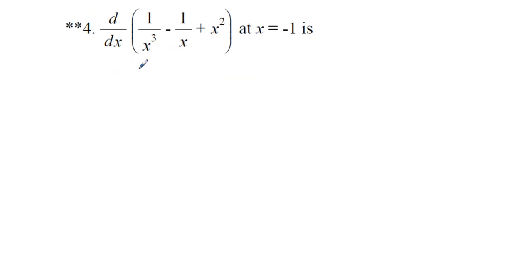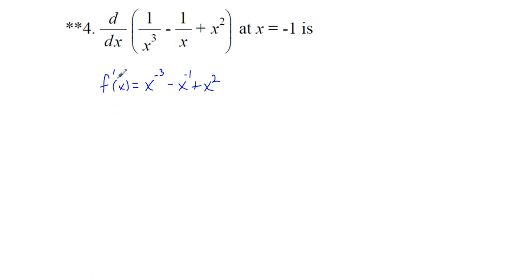And finally, problem 4, d dx. Well, d dx is the derivative with respect to x, it's going to be like a function f of x equals, what is 1 over x to the 3rd power? Well, it's going to be x to the negative 3 power. Again, calculus-friendly form, minus 1 over x, that's x to the negative 1 power, and then we have plus x squared.